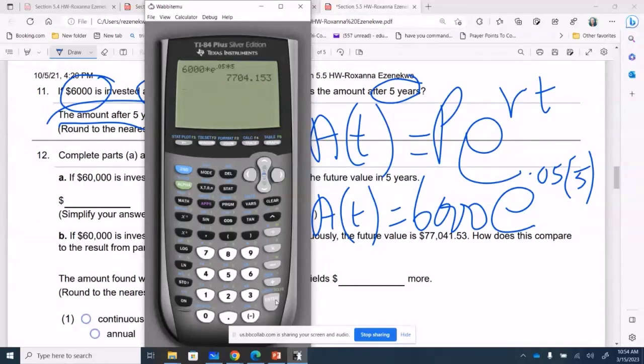All right, so if I hit enter, then my $6,000 will yield 7,700 after 5 years. That's a lot of money, depending on the amount you put in. So I actually have 1,700 interest after 5 years.